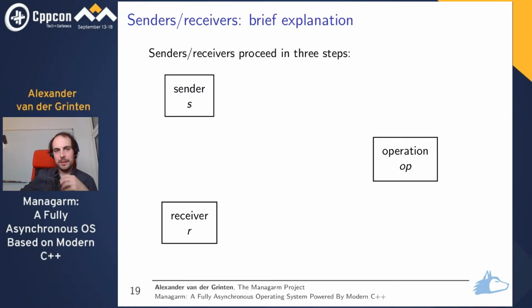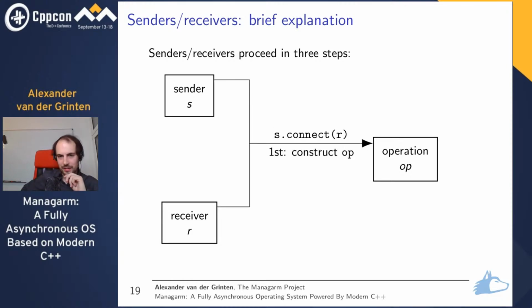Good. I'm going to explain senders and receivers now in one slide, and hopefully that works. So we have a sender S and we have a receiver R. And we proceed in 3 steps. First of all, we need to construct the operation object. And that happens by calling a method called connect. So it connects a sender and a receiver. So it takes these 2 objects as input and outputs an operation object.